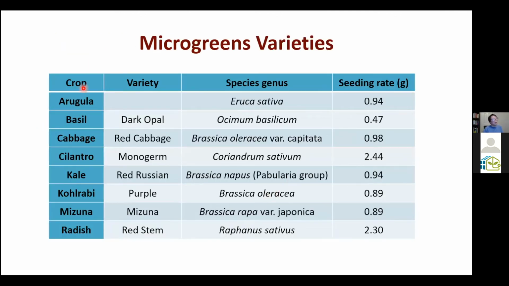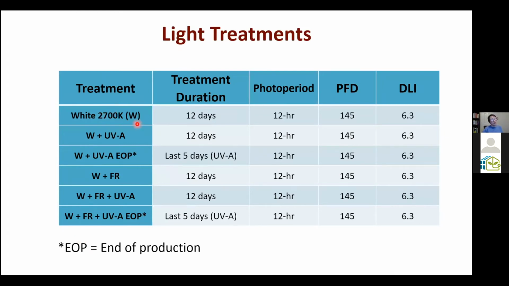So we conducted a microgreen experiment, and here are the 8 cultivars: arugula, basil, cabbage, cilantro, kale, kohlrabi, mizuna, and radish. The treatments are white, which is the 2700K LED, and then white plus UVA for 12 days, or white plus UVA for the last 5 days. And white plus far red, or white plus far red plus UVA, and white plus far red plus UVA for the last 5 days. The DLI is 6.3 in this experiment.